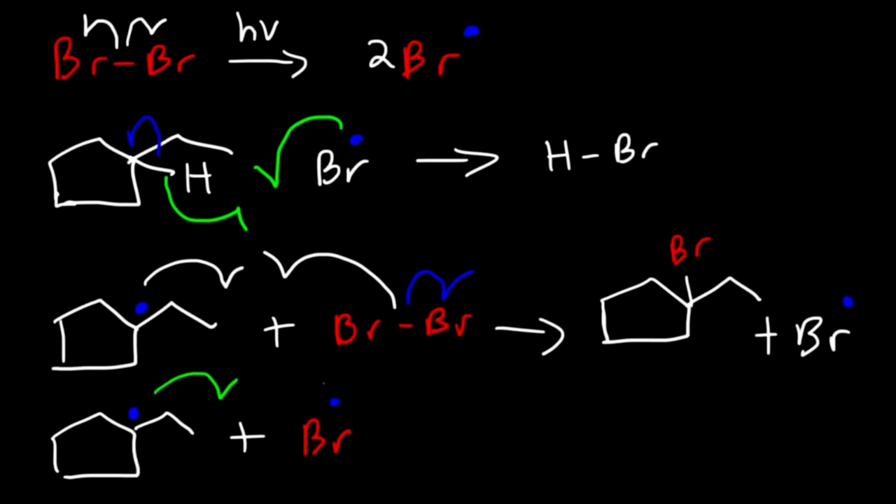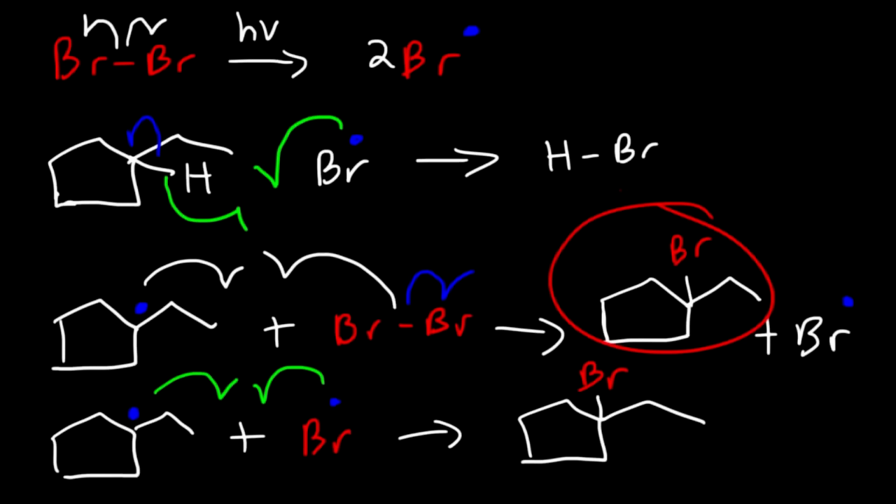So these two would simply combine. And keep in mind, when dealing with radical reactions, typically you're going to be using half arrows, which represents the flow of one electron. A full arrow represents the flow of two electrons. And so those are the different ways that you can get the product. You can get it through a propagation step or even a termination step.